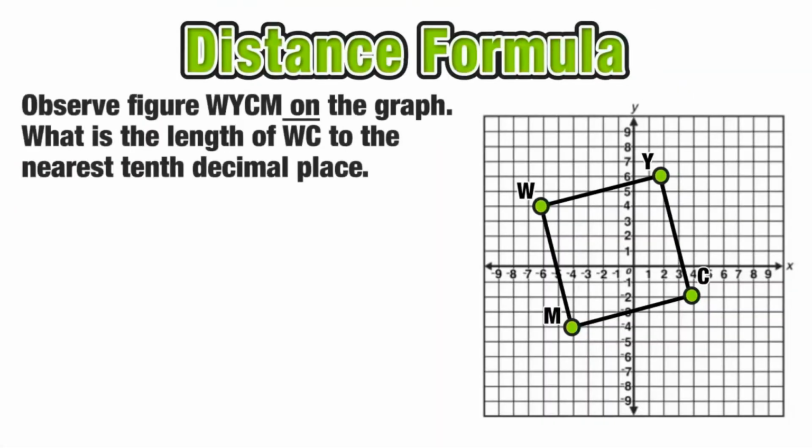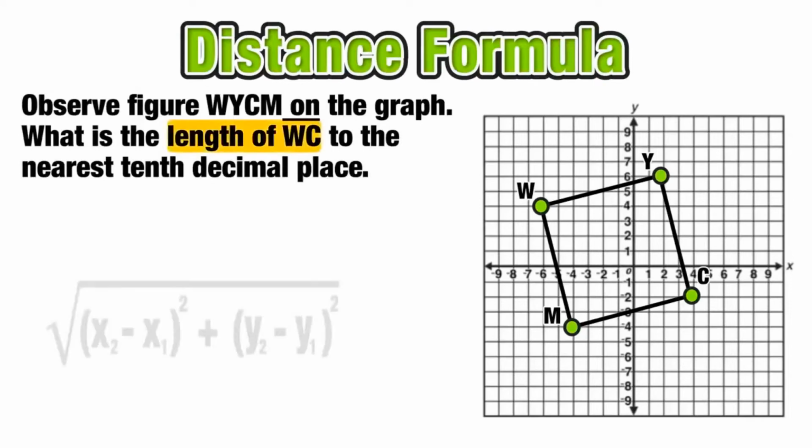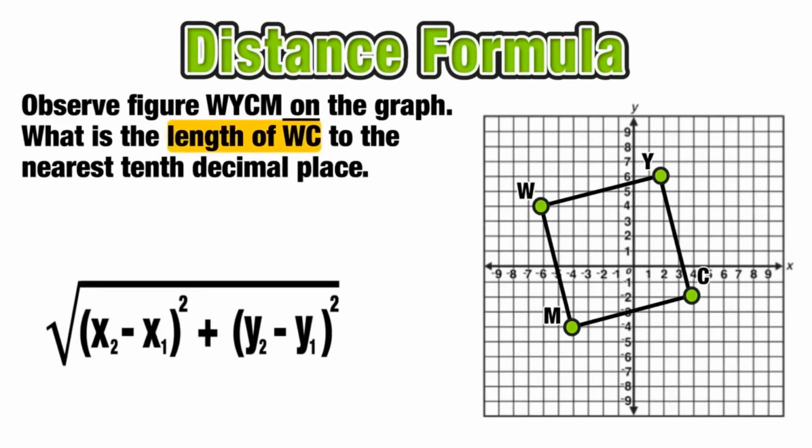For our next example, we're going to be observing a quadrilateral on the coordinate plane with endpoints W, Y, C, and M. We want to find the length of line segment WC, so we know we're going to have to use the distance formula again. Notice that W and C are diagonal from each other, so this is a diagonal of this four-sided figure. So we have to construct that line to help us visualize what line segment WC looks like on the coordinate plane.